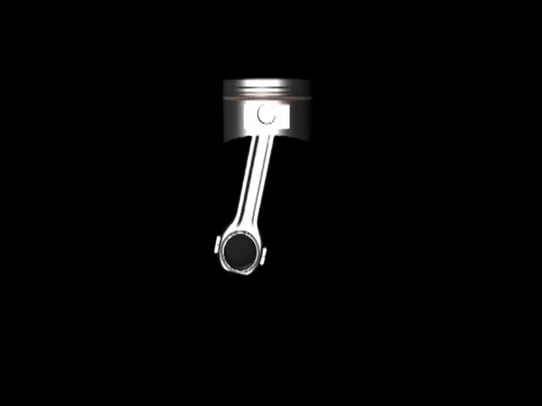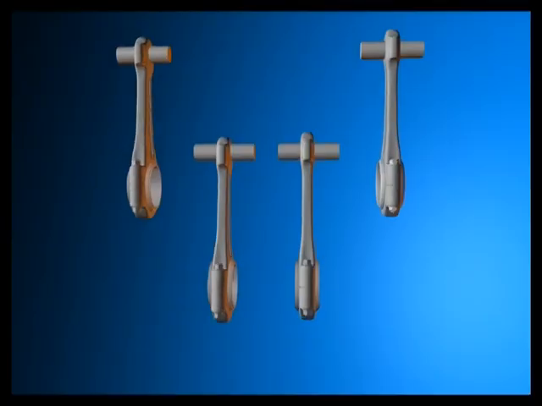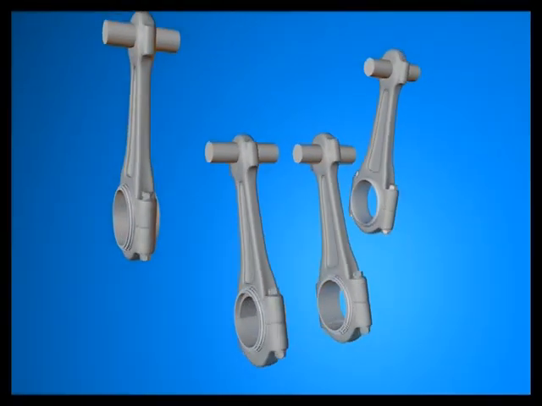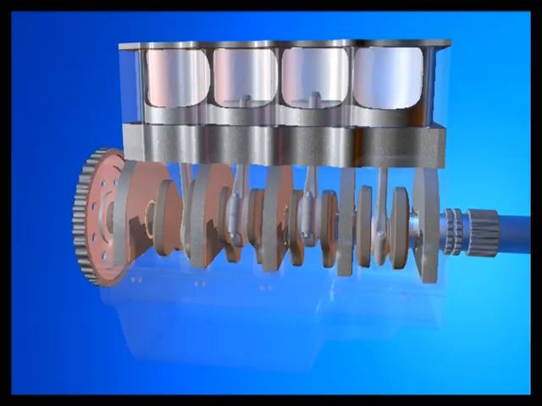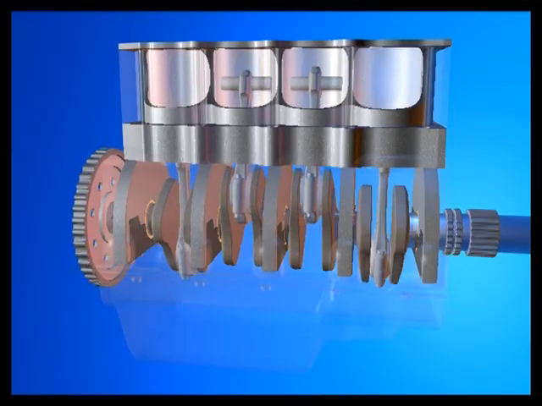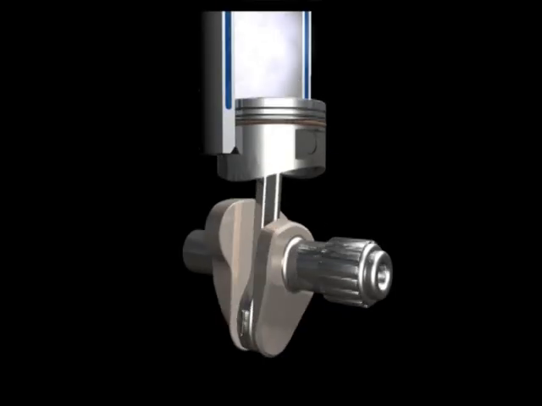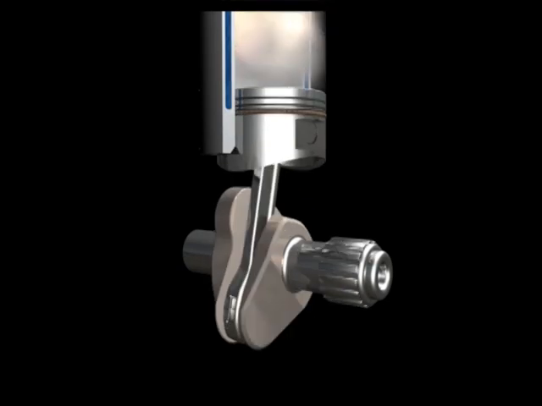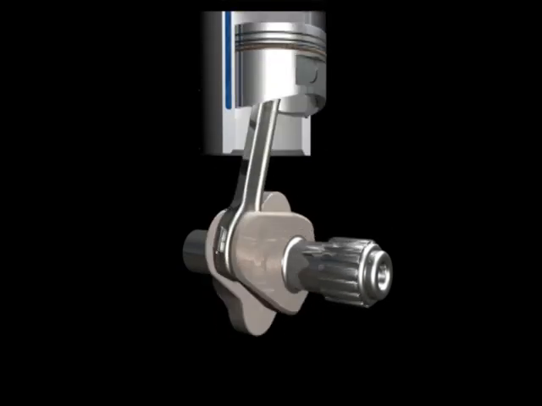The connecting rod links the piston pin and piston with the crankshaft. The rods are exposed to tons of force and are usually made of cast iron, stronger forged steel, or even expensive titanium. The connecting rod swings back and forth as the piston slides up and down while the crankshaft rotates.